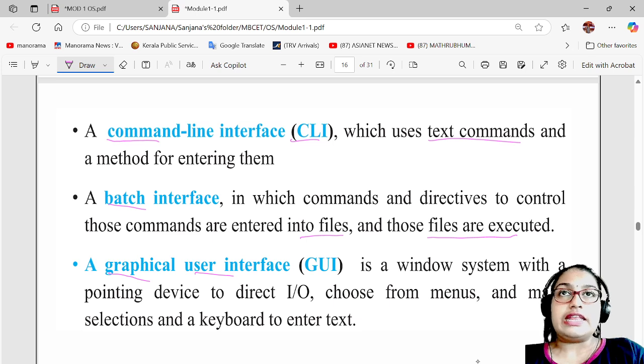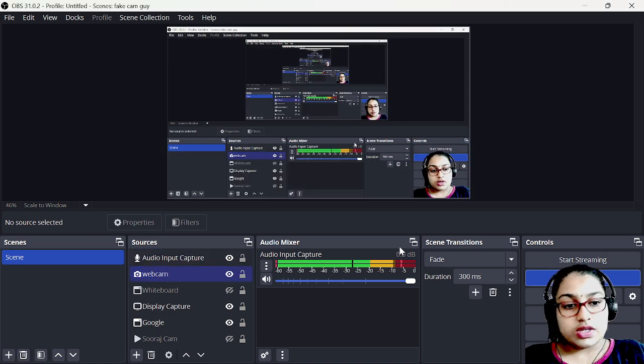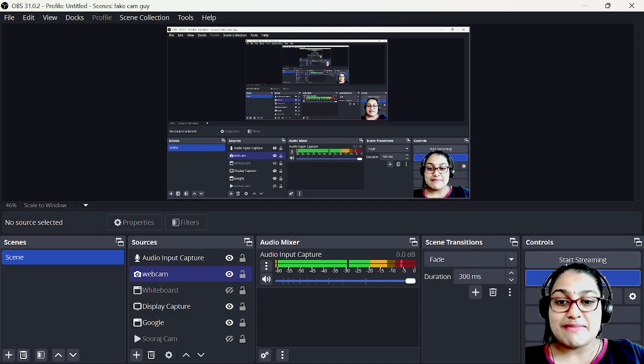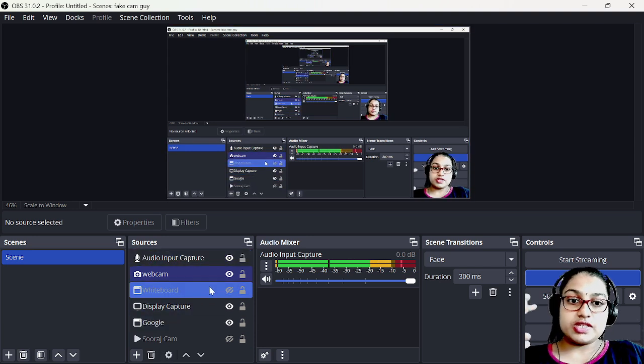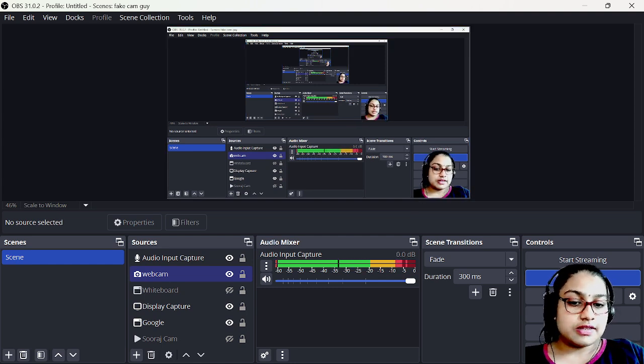Choose from menus, the usual things we see, like the applications inside a phone, so we can easily interact with them. We don't have to go search for them. For example, in this OBS Studio, I can just click over here, and it will stop recording, I can start streaming, I can do many things over here. This is much more understandable for me rather than going in and typing commands. So that is the difference.